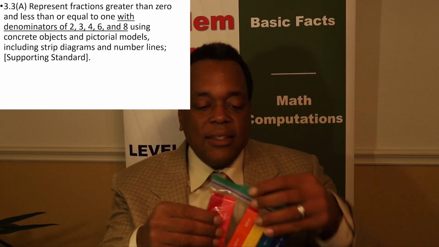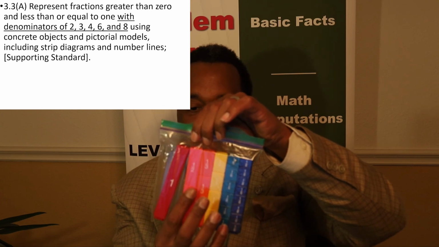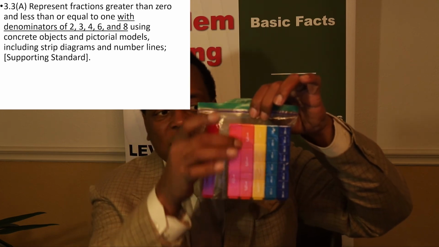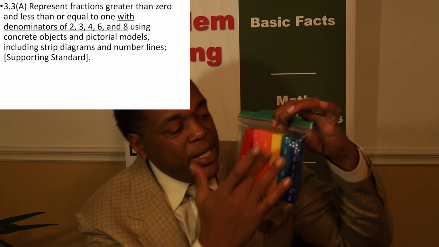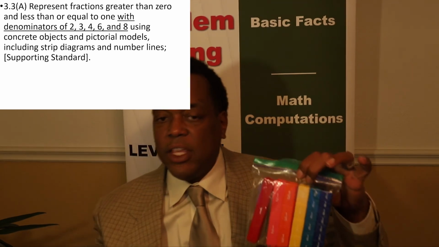All of these models are less than 1. You're seeing how one whole is bigger than each piece of these fractions. So these fraction pieces are less than the whole.